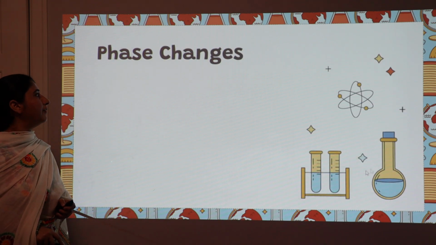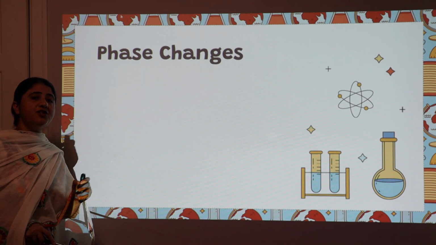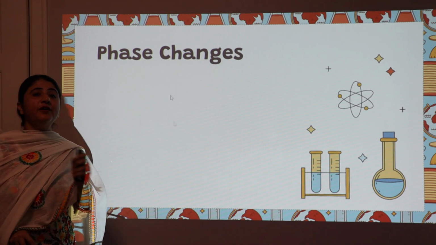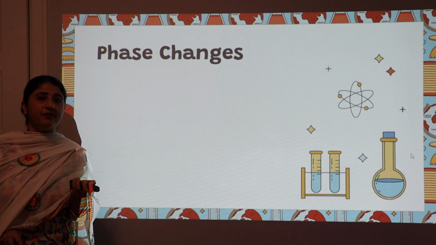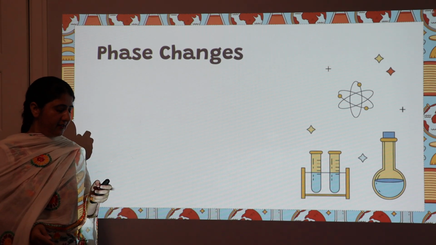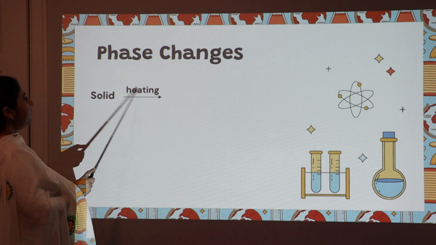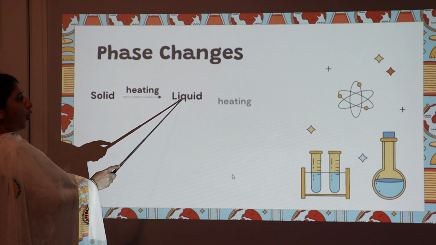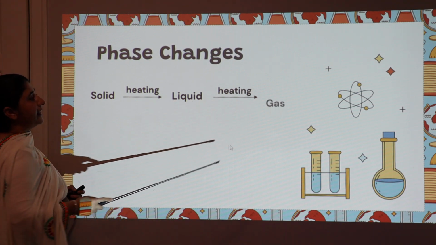So next we have phase changes. What do you mean by phase changes? Phase changes means when a solid is converted into a liquid or a liquid is converted into a gas, it means the physical state of the substance has changed. So that is the phase change. So we have a solid. On heating, the solid is converted into liquid. On further heating, the liquid is converted into a gas.